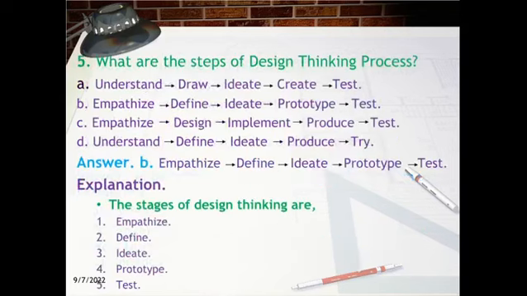5. What are the steps of design thinking process? A. Understand, draw, ideate, create, test. B. Empathize, define, ideate, prototype, test. C. Empathize, design, implement, produce, test. D. Understand, define, ideate, produce, try. Answer: B. Empathize, define, ideate, prototype, test. Explanation: The stages of design thinking are empathize, define, ideate, prototype, test.